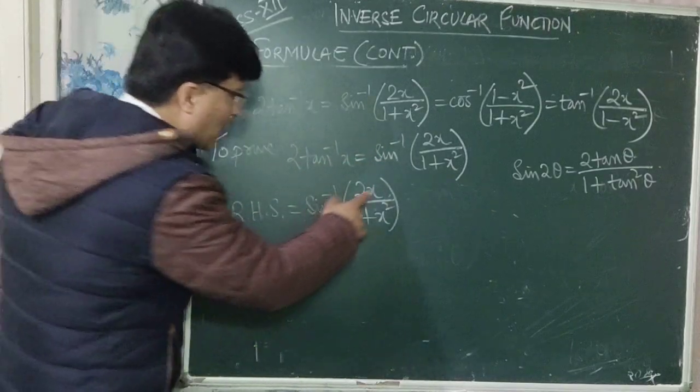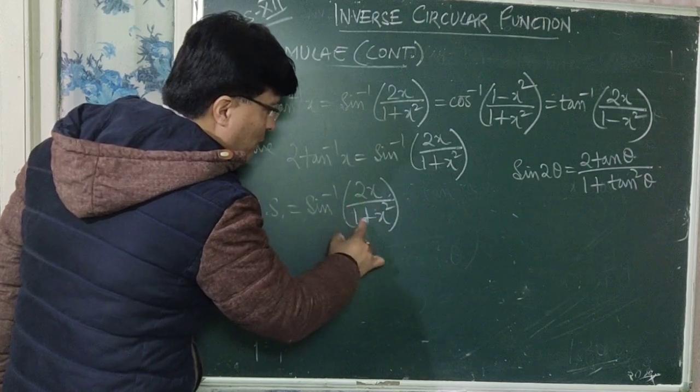Okay? So here it is already arranged for you, 2x upon 1 plus x square.